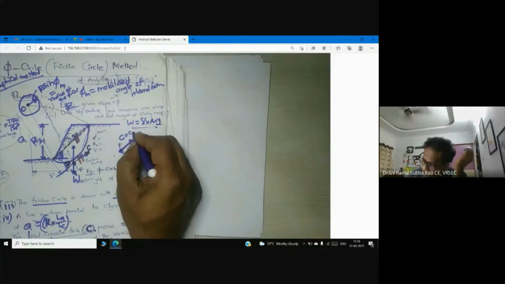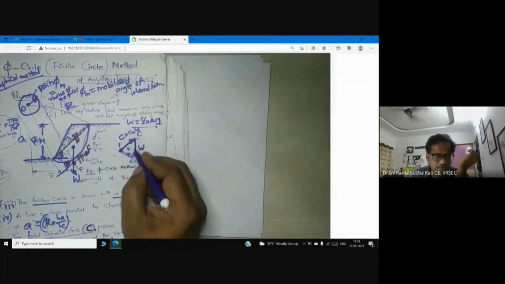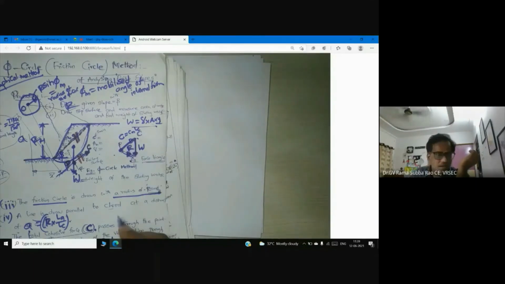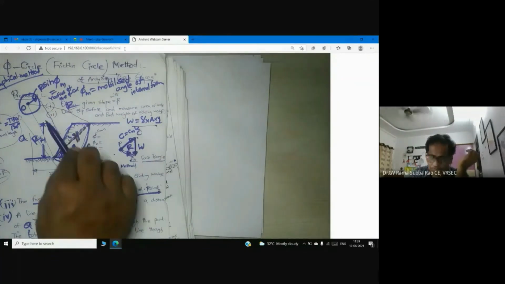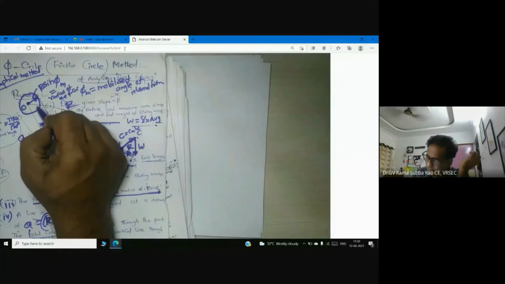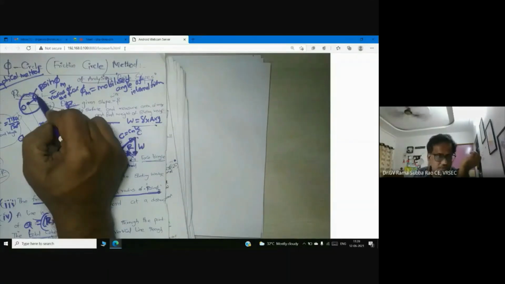I have the weight, vertical force W, no doubt, and we have the resultant here. Let me tell you, this resultant, if you draw a line, has to touch the circle at one point. If you draw a tangent to this friction circle, you know the radius of the friction circle is r sin phi m. It touches the same point P and gives the resultant.